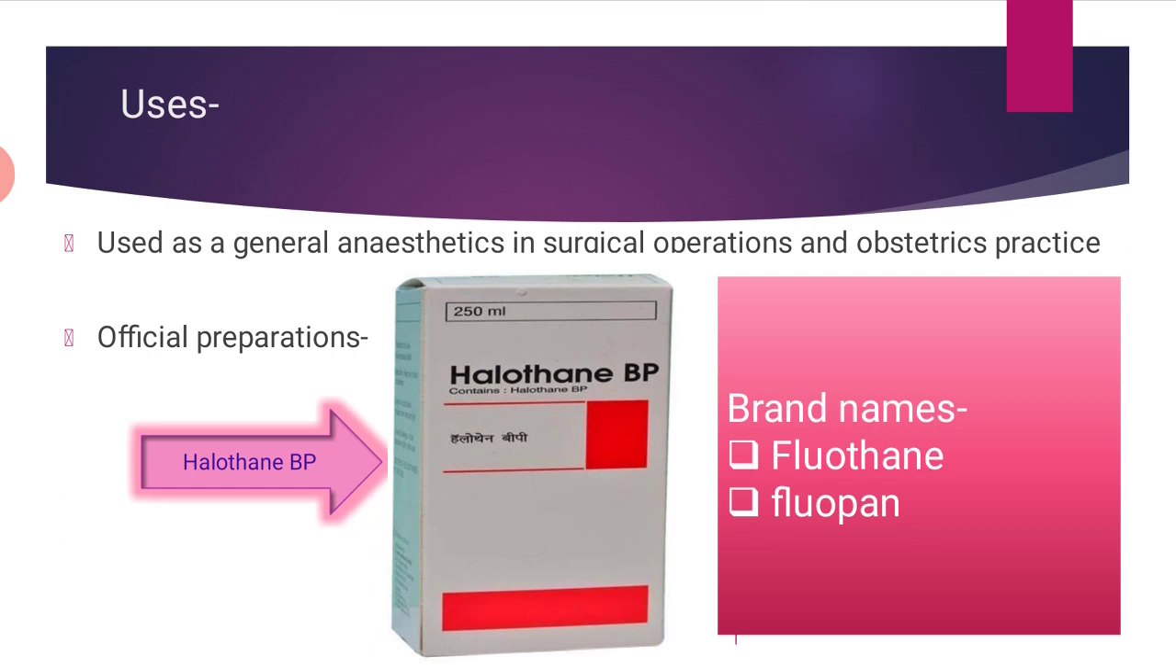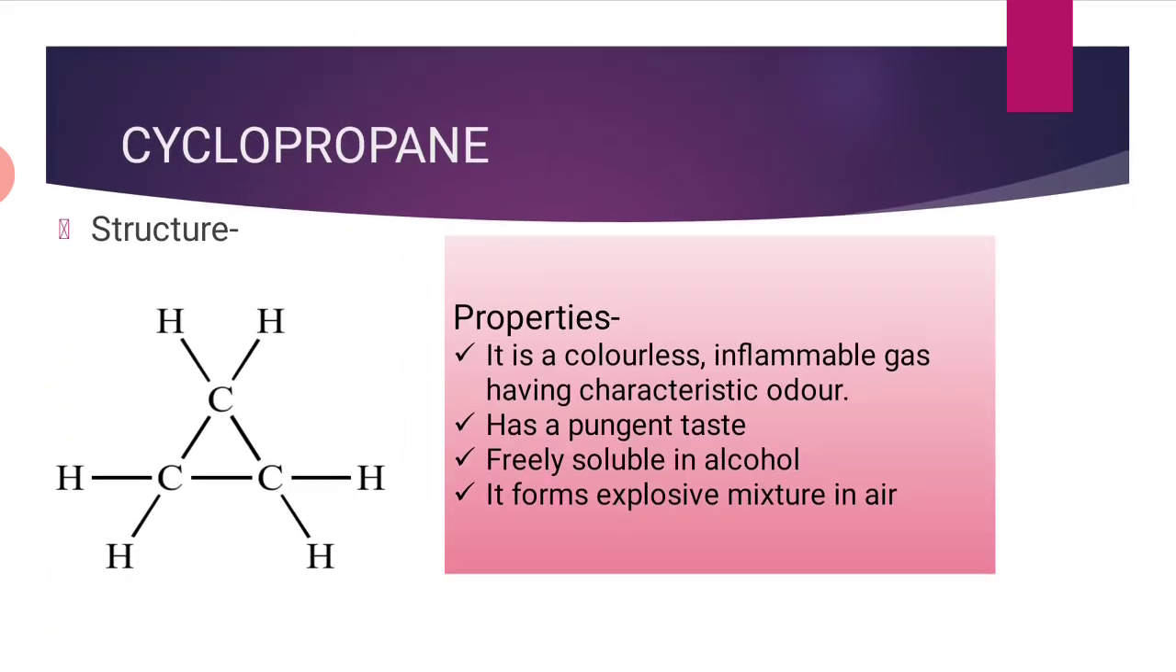Then our next agent is cyclopropane. Cyclopropane is a colorless inflammable gas having a characteristic odor. It has a pungent taste. It is freely soluble in alcohol and it forms explosive mixture in air. Means when it comes in contact with the air, it forms an explosive mixture. It is almost colorless, it is an inflammable gas, and it has a characteristic odor. These are the properties of cyclopropane.